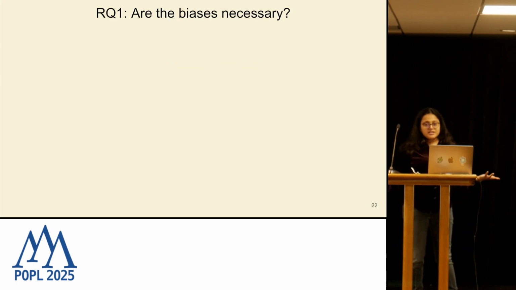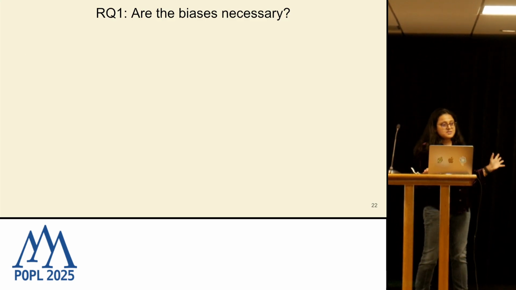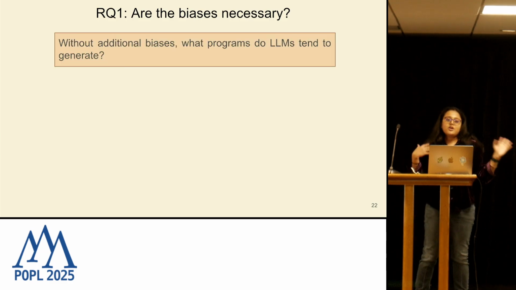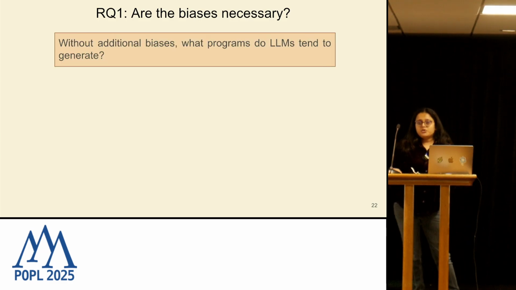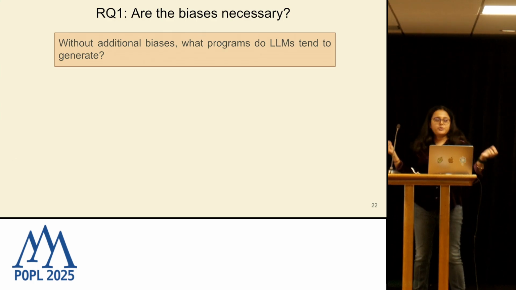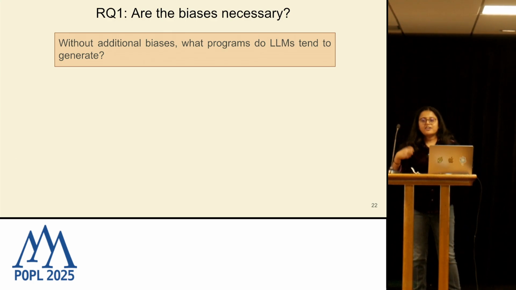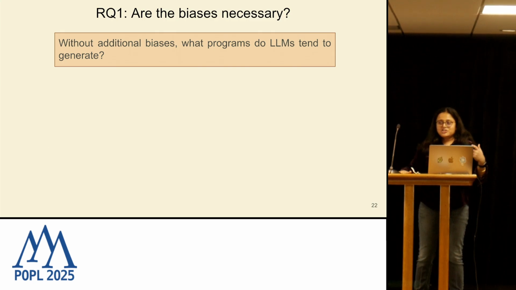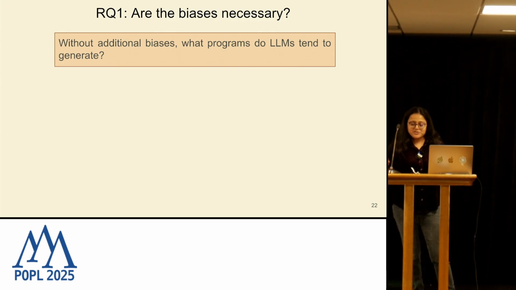Now we evaluate our results by posing certain research questions. The first question is about the biases. Remember, we talked about the biases that we don't want loops, we want recursion, and we don't want it to synthesize novel helper functions. So what we want to ask is, if we don't provide the biases in the prompt, what kind of programs will it generate? Will it generate automation-friendly programs or not?